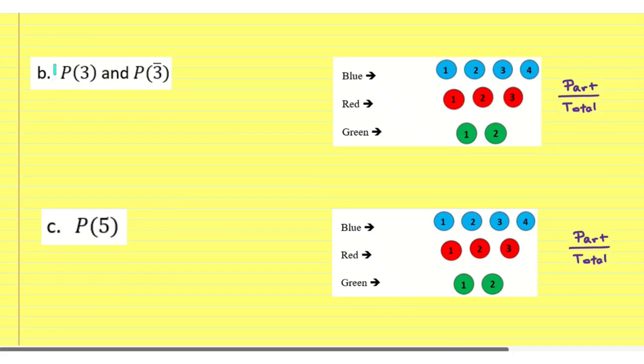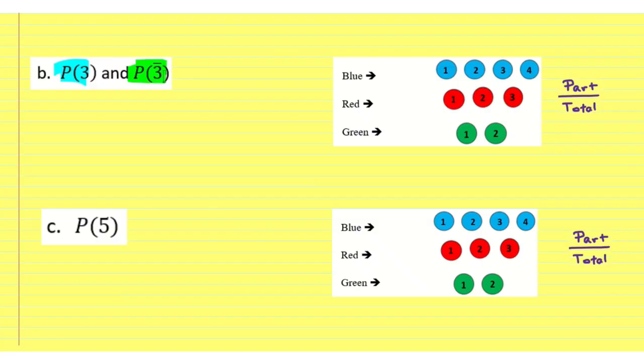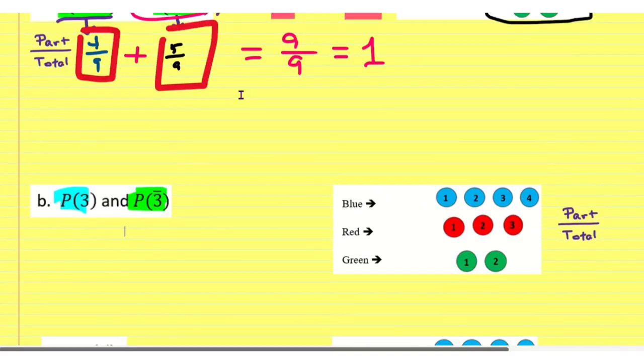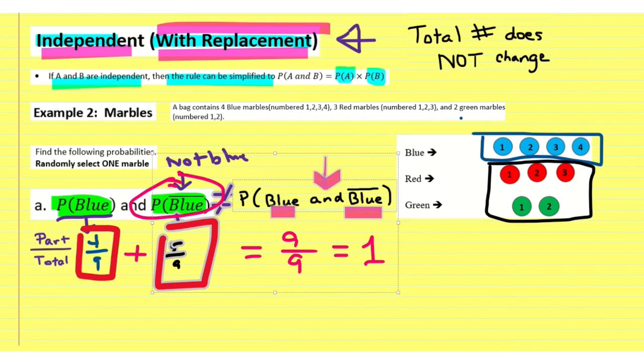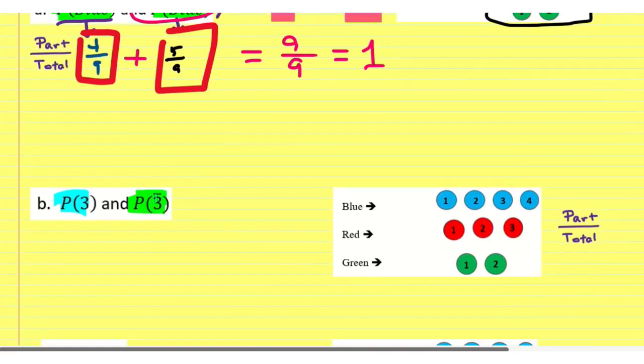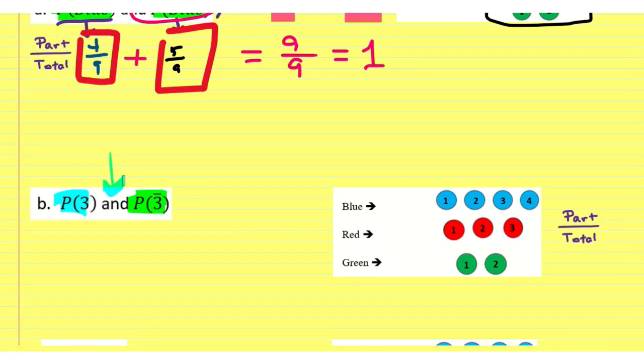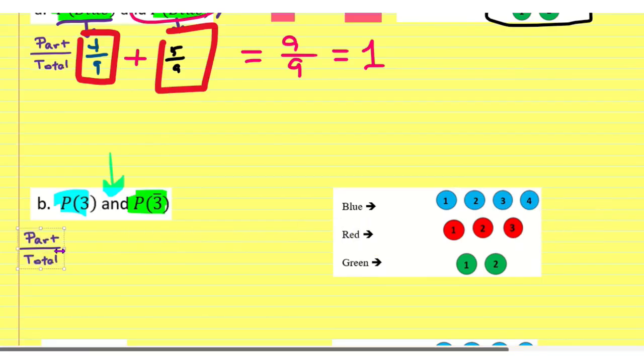Okay, what is the next one they're asking us about? They're asking about the probability of getting a 3 and the probability of getting not a 3 when we pull marbles out of the bag. Again, this is not the and situation. This is not multiplying probabilities. Up here, we had the probability of blue and not blue inside the parentheses together like that, and that's where we use the multiplication rule. This is not the multiplication rule because the and is not inside the parentheses with the probability. So we're just getting two simple probabilities, a part and a whole, and a part and a whole.